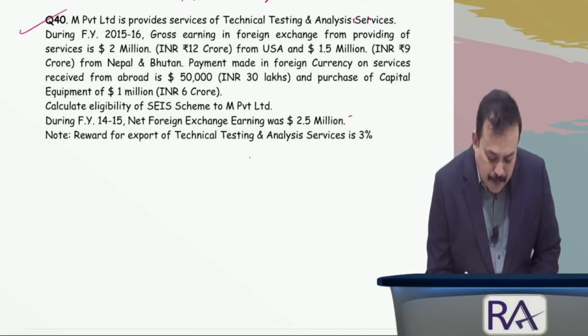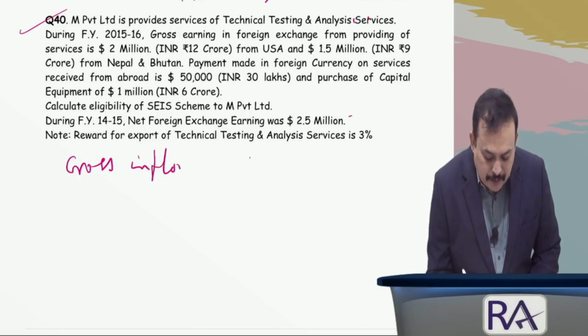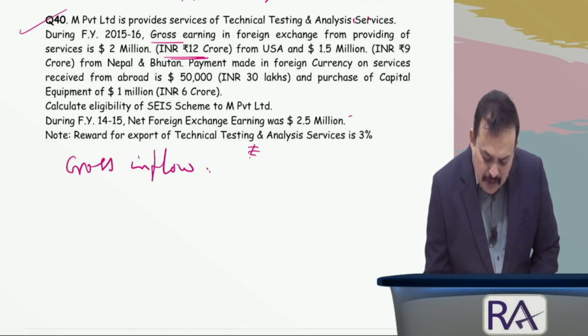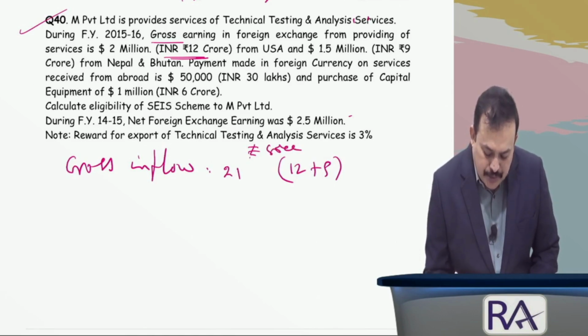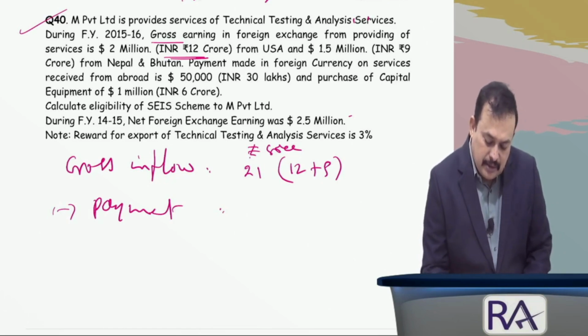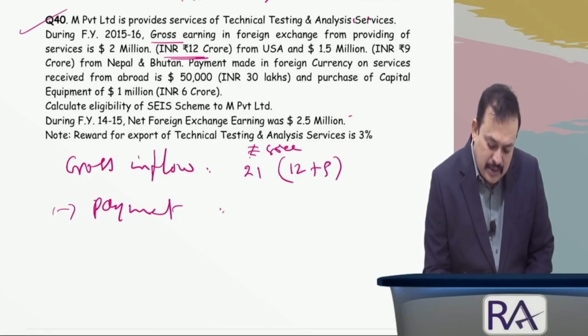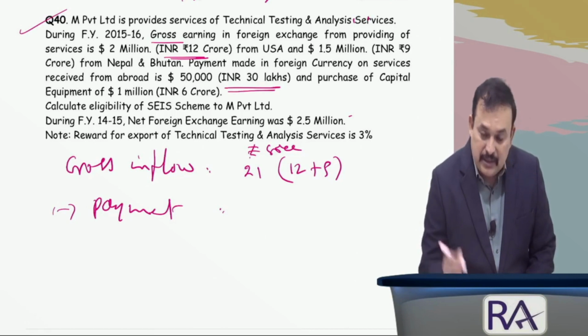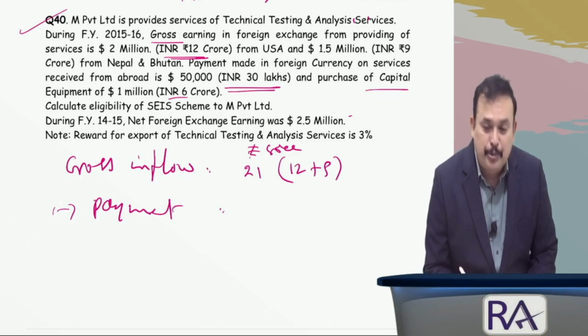Now, what is my inflow? Gross inflow. Gross inflow is, they have said here, gross earning in Indian rupees 12 crores from USA and 9 crores from Nepal and Bhutan, correct? Therefore, 12 plus 9 is equal to 21 crore rupees. Further, my dear sir, then deduct payment. Payment, how much did you make here? They said here 1.5 million, 9 crores, and they said here services from Nepal. They received services from another country by paying how much? 30 lakhs for inward supply of services, as well as purchase of capital goods to provide their output supply of services. How much totally?